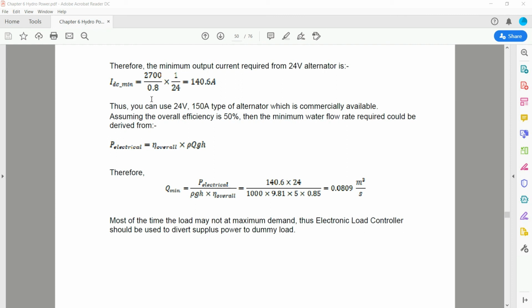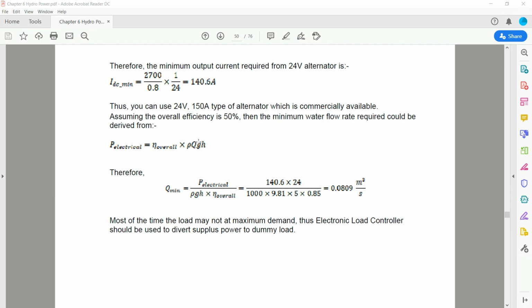So thus you can use a 24 volt alternator, but choose the current which is higher from this IDC minimum. For example here, a 150 ampere type of alternator which is commercially available. Assuming that overall efficiency is 50%, then the minimum water flow rate required could be derived from P electrical equals overall efficiency multiplied with rho QgH. So this is the overall efficiency that you learned before, including all the types of losses.